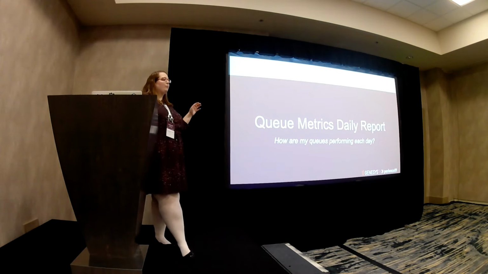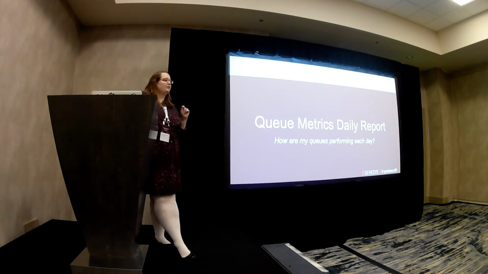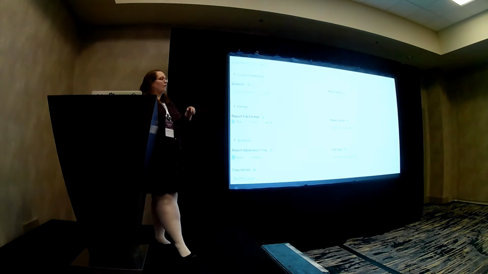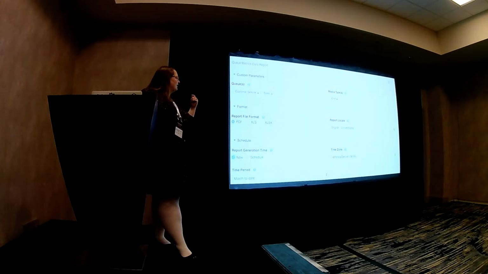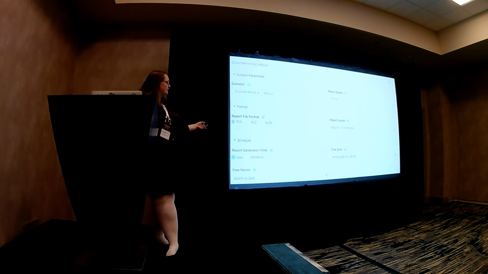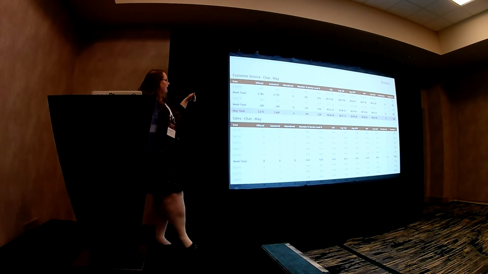I'm going to start with the queue metrics daily report, which answers the question: how are my queues performing each day? You can go into the PureCloud UI as a supervisor right now, pick your queues, your media types and your time period, and then run that on a schedule. And this is what you get. I apologize if it's a little blurry, but for each media type and queue combination, you get a daily value for each of these statistics.